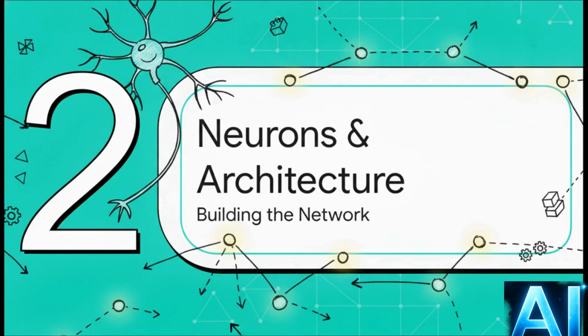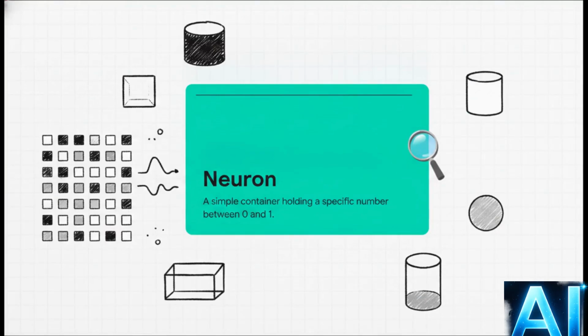That brings us to section 2, neurons and architecture. When I say the word neuron, honestly, forget the biology textbook for a second. In our network, just think of a neuron as a tiny container holding a single number between 0 and 1. That's literally it. So for our 784 pixels, we have 784 of these containers. A neuron holding a 0 represents a completely black pixel, and a 1 represents a completely white pixel.